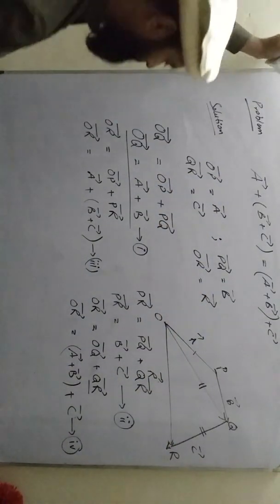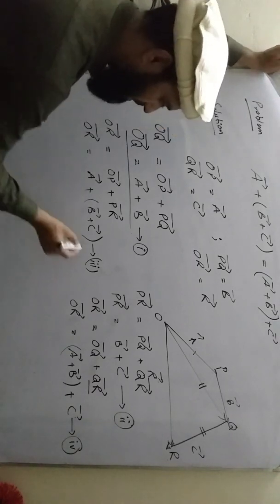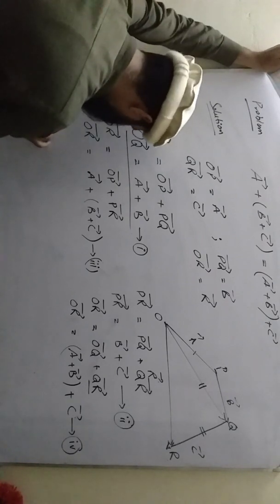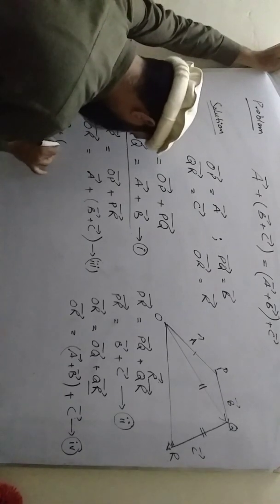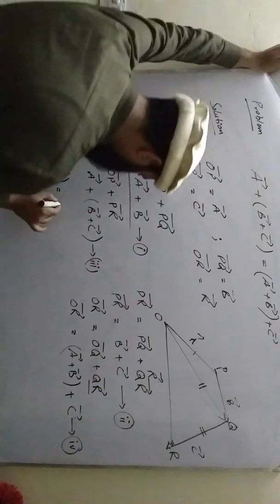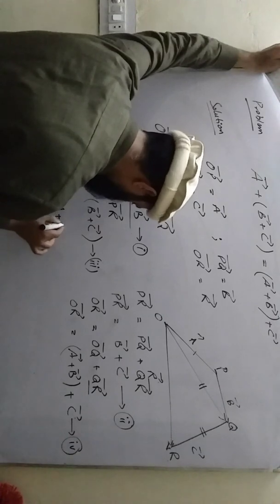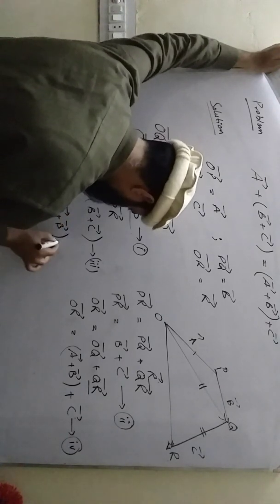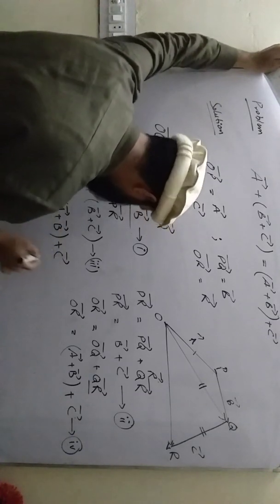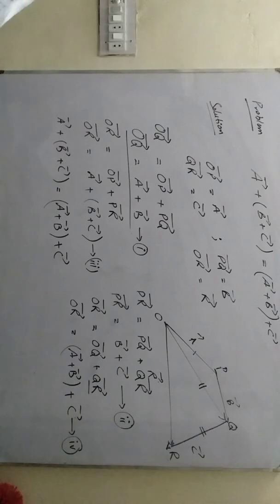4. As we see that in equation number 3 and 4, the left hand side of these equations are the same, so their right sides are also equal. This can be written as vector A plus B plus C equal to vector A plus B plus vector C. As this is proved, the addition of vectors is associative.